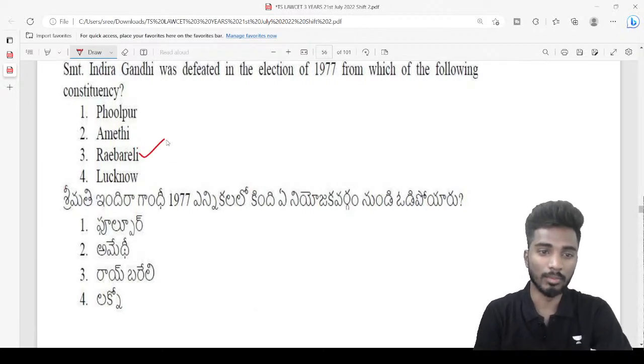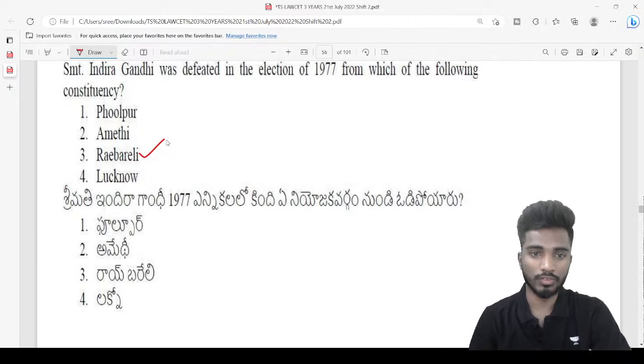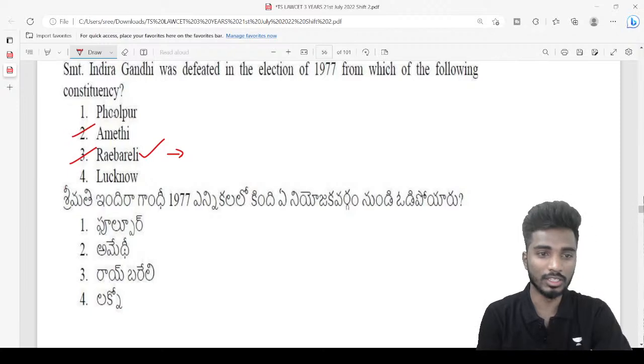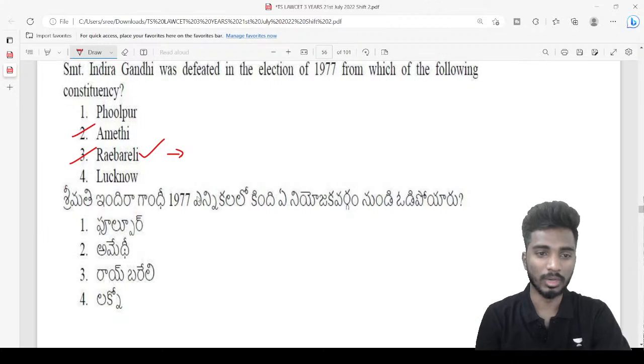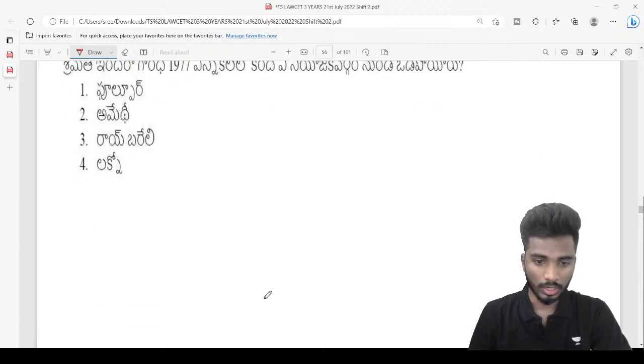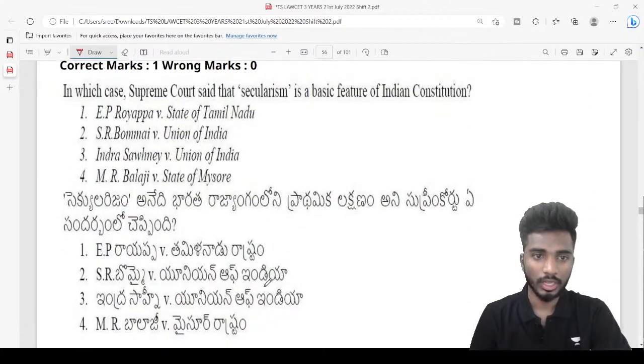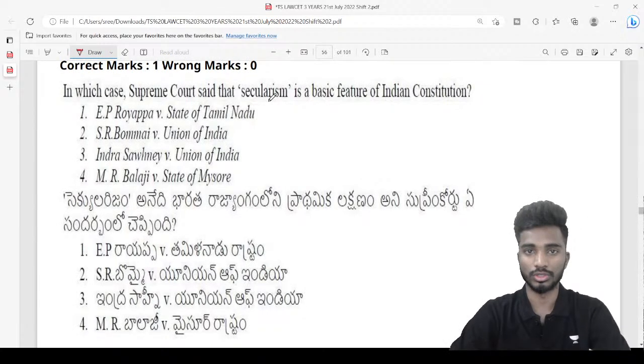So the answer is Raebareli. So Raebareli is the constituency from which Indira Gandhi lost in 1977, and now Indira Gandhi's daughter-in-law is actually the MP of Raebareli. And recently, Rahul Gandhi has lost in Amethi. He is an MP from Wayanad, and Rahul Gandhi's mother Sonia Gandhi is an MP from here, Raebareli.